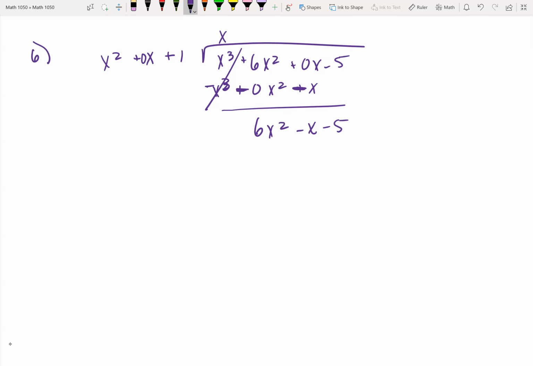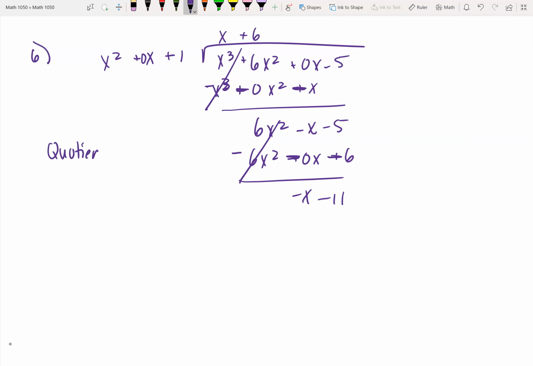What do I multiply by x to the second to get 6x to the second? That would be a 6. Distribute 6x to the second plus 0x plus 6. Change your signs. Those cancel. Negative x minus 11. So here's some things they could ask you.